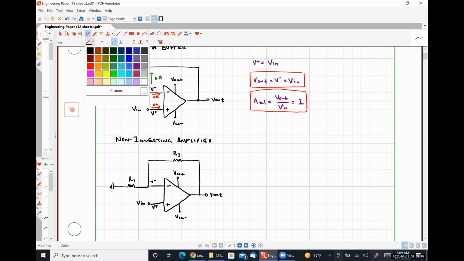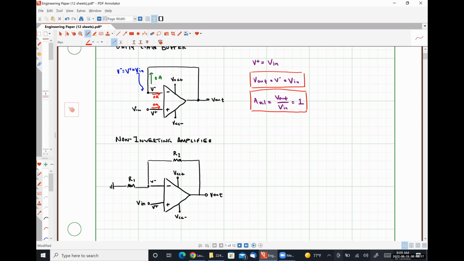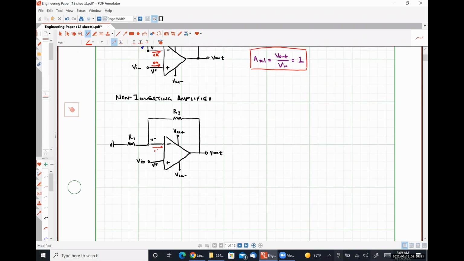So if we apply our op amp rules, rule number 1, currents flowing in must be 0 amps. And we can see by inspection that our voltage V plus, our non-inverting input node voltage, is simply Vn.